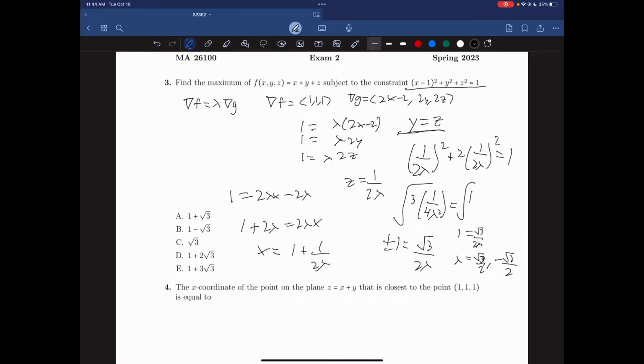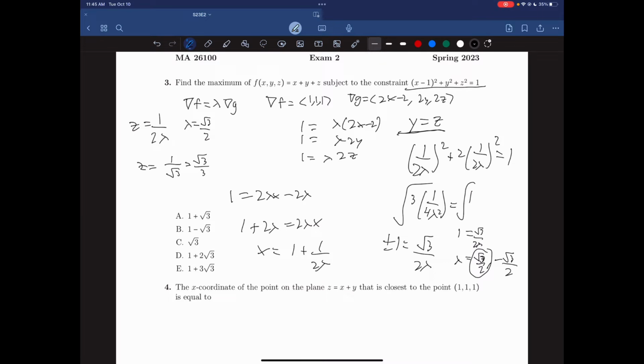And now we see that we're looking for the max of f. Since we have lambda, we know that we can find our z value pretty easily, and therefore our y value. We're going to use the positive value of lambda because we're looking for the max. We're not looking for the min. Plugging in lambda equals root 3 over 2 here should be pretty simple. We're going to get z equals 1 over root 3 equals root 3 over 3.